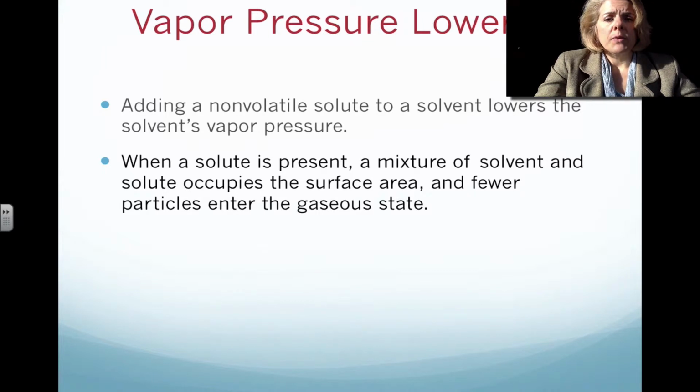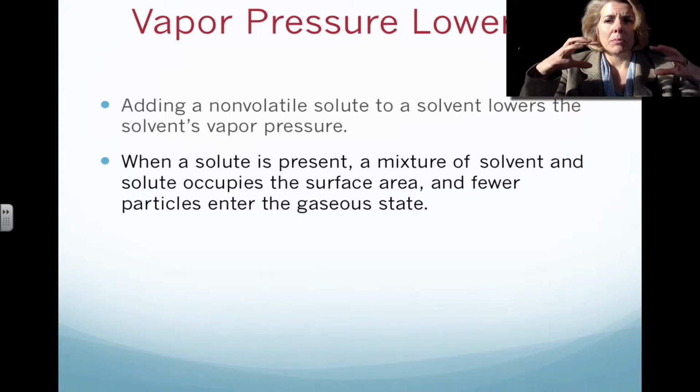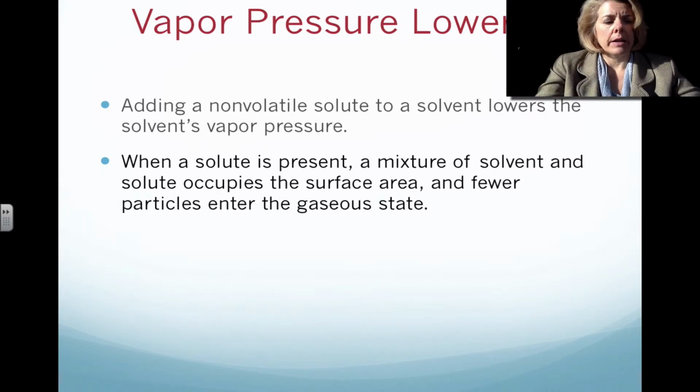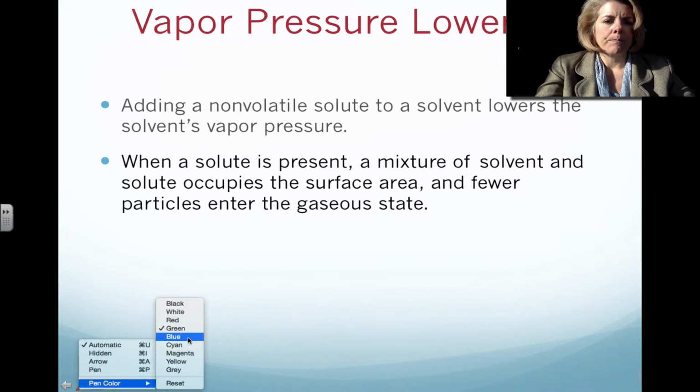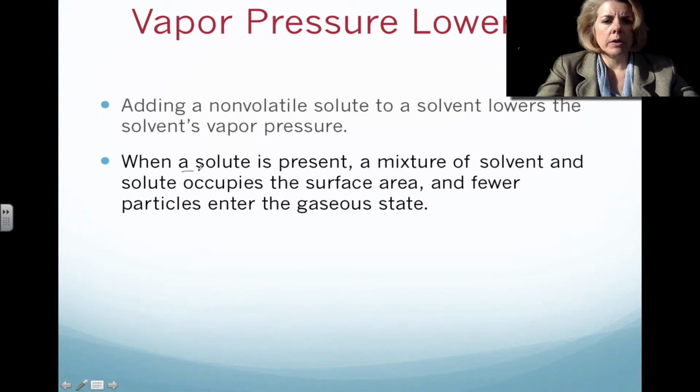Okay, so with colligative properties, we could actually add a solute to a solvent and it lowers the vapor pressure. So the solute will actually cause the solvent to not have as much gaseous atoms or molecules above the liquid. And I'll show you a picture of that in a minute here. So please note that the solute is causing fewer particles to enter the gaseous state.